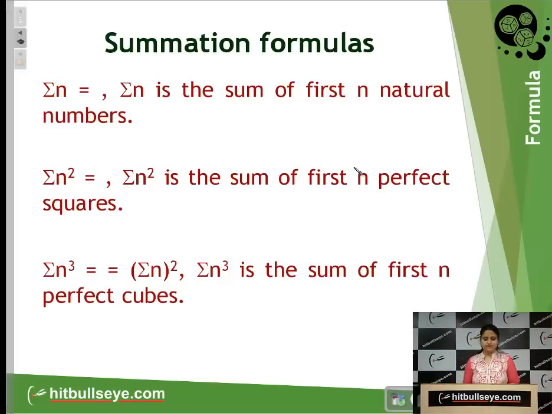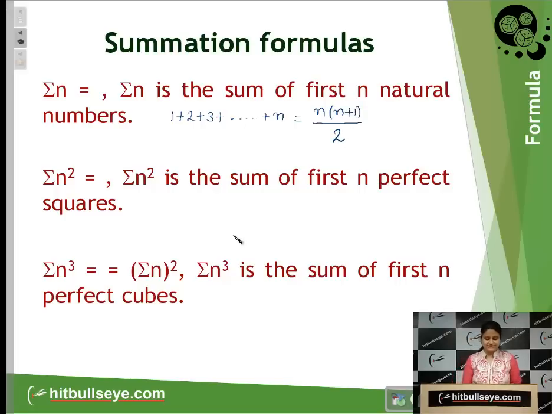Now, another formulas, very important. These are known as summation formulas or sigma formulas. The very first formula, sigma n. What is sigma n? Summation n. That is 1 plus 2 plus 3 plus so on up to n. I mean, sigma n is nothing but sum of first n natural numbers. And what is the answer for this? This is n into n plus 1 divided by 2.